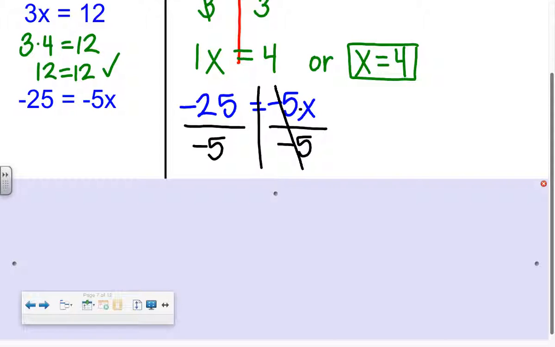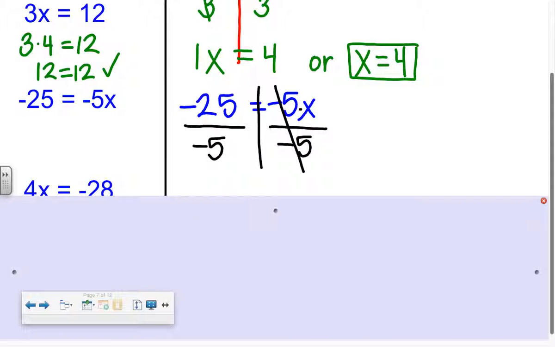Negative 5 divided by negative 5 just makes 1, so I'm just going to write the x there. Negative 25 divided by negative 5. Remember that a negative divided by a negative makes a positive. So I end up with positive 5 for my answer. So x equals positive 5.